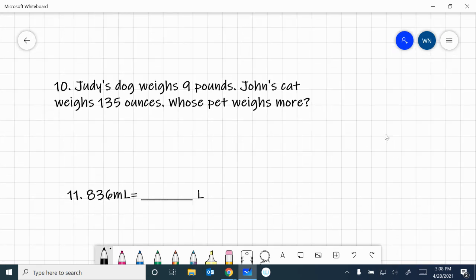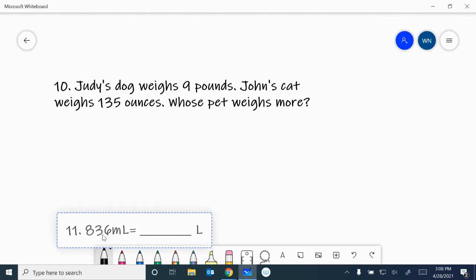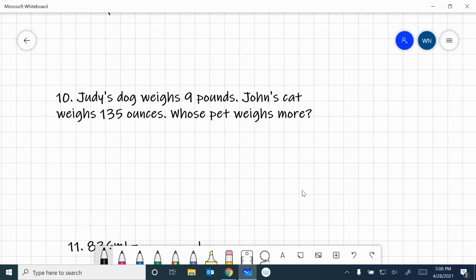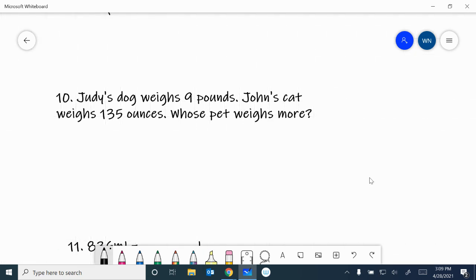Number 10. Judy's dog weighs 9 pounds. John's cat weighs 135 ounces. Whose pet weighs more? So for this one, let's take pounds to ounces because I prefer to multiply than divide, but I guess you can do whatever you want. Go ahead and put your answer in. For this one, I'm going to take it from pounds to ounces. Makes it a little bit easier.